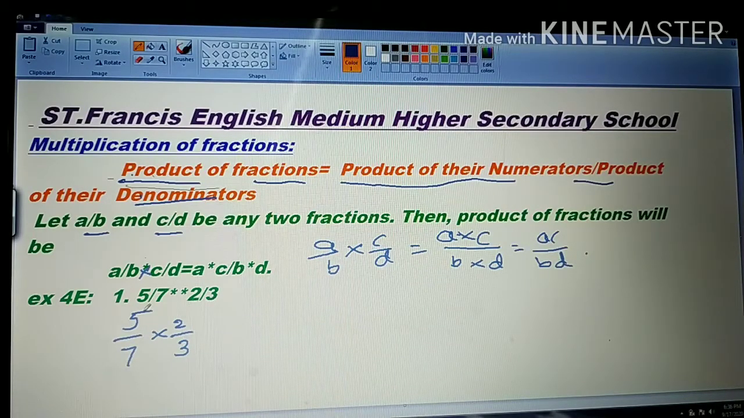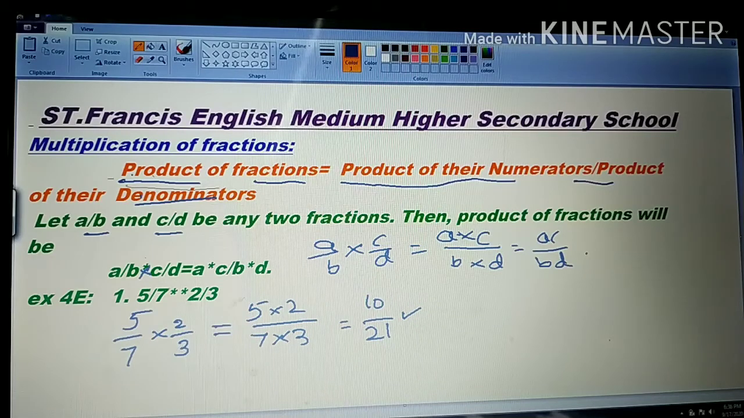If you see this example, 5 by 7 into 2 by 3, here also we do it directly. Directly multiply the numerators, multiply the denominators. What do you get here? 2 fives are 10, 7 threes are 21. Like this you have to multiply. Like this you have to find the product of fractions.